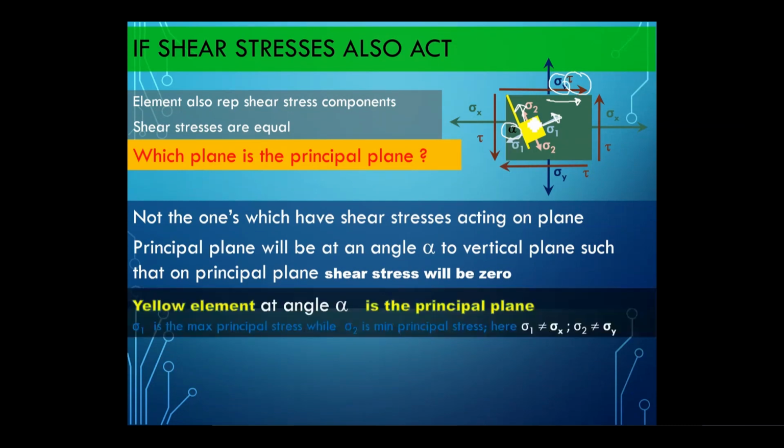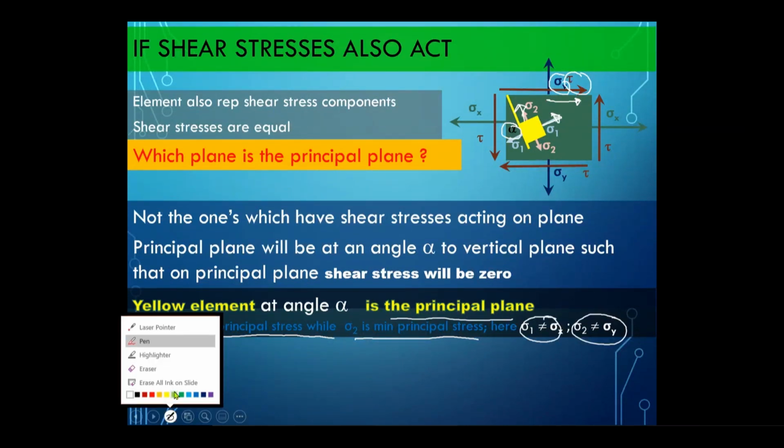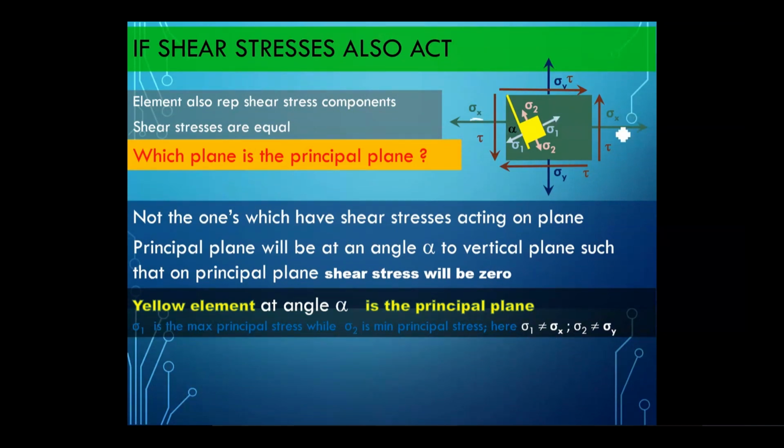So for an angle alpha, the plane which is at angle alpha is the principal plane, and on this principal plane sigma 1 would be the maximum principal stress while sigma 2 is the minimum principal stress, but these two stresses would not be equal to sigma x and sigma y. Sigma x and sigma y are not the principal stresses in this case. Sigma 1 and 2 represent principal stresses. Sigma x and sigma y represent the stress that is being applied on the material. Clear? Yes, sir. All right.